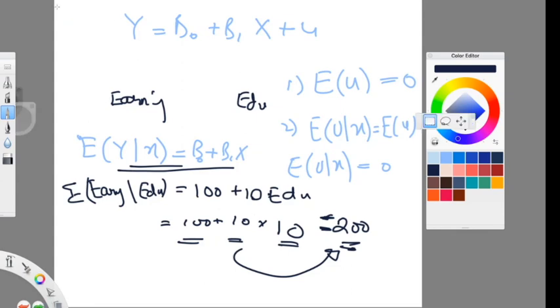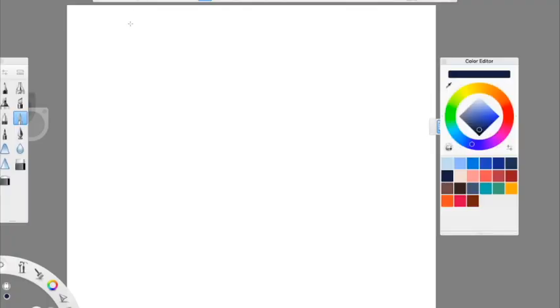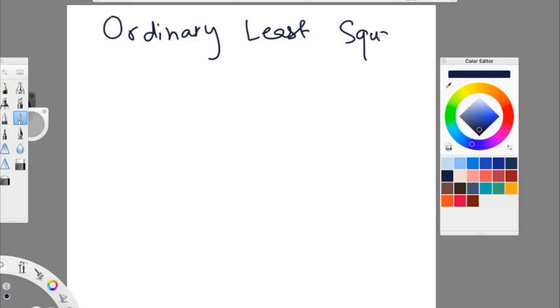So let's start our discussion on how we come up with the OLS estimates. OLS stands for ordinary least squares. It's one method with which you can calculate the values of beta 1 and beta naught. This is the method that we want to use to find out the value of beta.